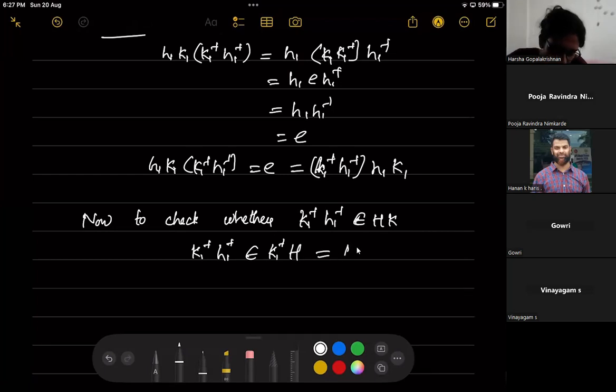H K1 inverse. Correct? So what we are getting is K1 inverse H1 inverse equal to H K1 inverse. Now, using this condition, that is K1 inverse H1 inverse belongs to H K1 inverse, what can I write? K1 inverse H1 inverse equal to what? How can I write it as an element in H K1 inverse?